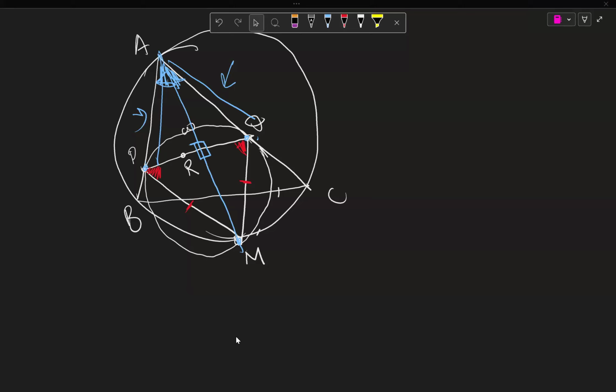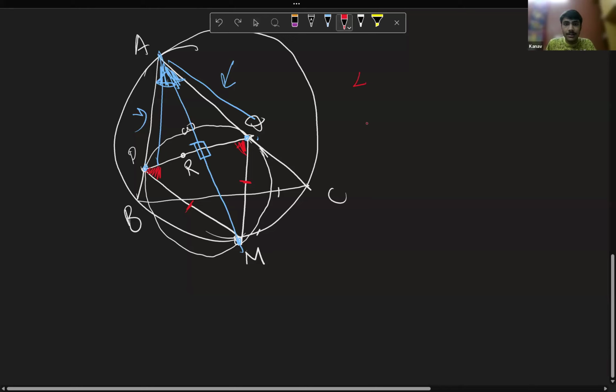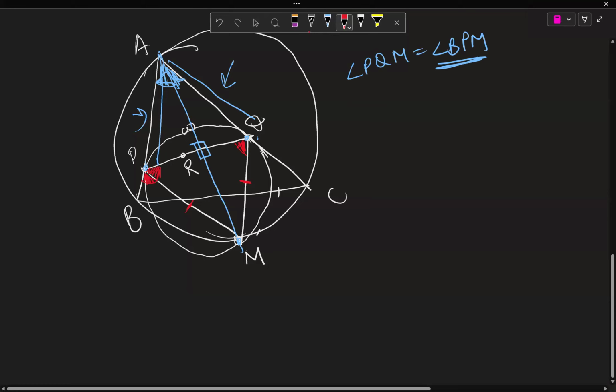So angle PQM will be equal to angle BPM. I'll change color because I think red is not so visible. Angle PQM is equal to angle BPM. Perfectly correct. Which means we found another angle which is red. And similarly, angle MQC equals angle MPQ. Perfectly correct. We have more angles. Great.